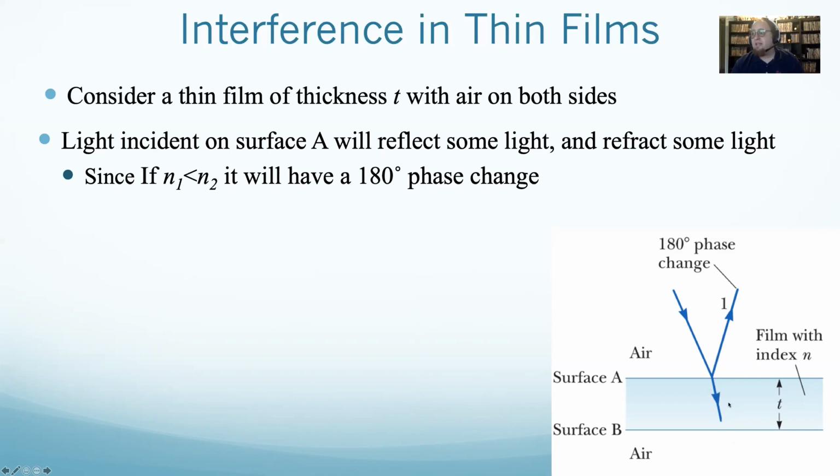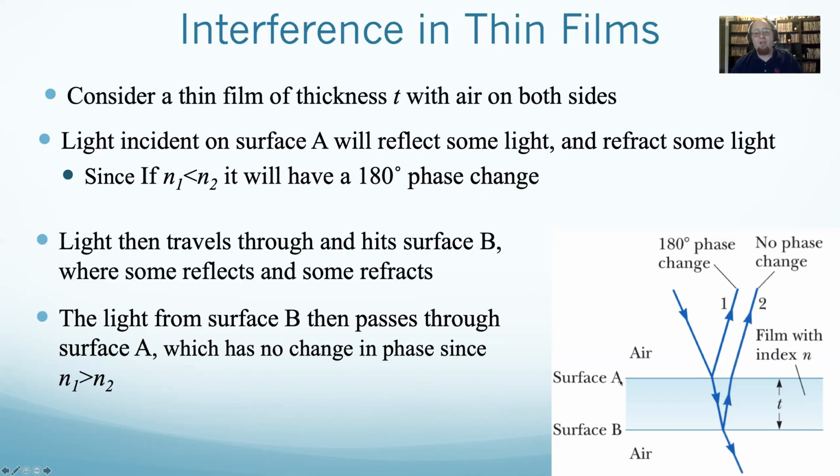When this light hits this barrier, some of the light will reflect, some will refract. We can ignore the light that refracts, but the light that reflects there will not have a phase change. When light reflects going from a higher value of n to a lower value of n, there's no phase change. So going from the soap to air, from high to low, there's no phase change.